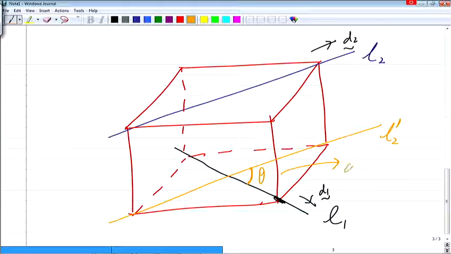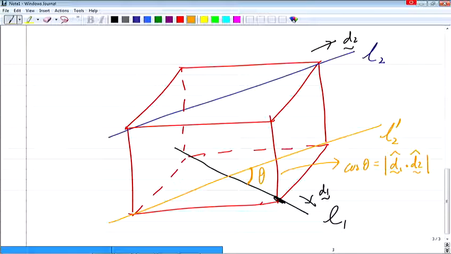The idea behind is cosine theta is the dot product of the two direction vectors, again the unit direction vectors. So again, remember, even though the lines are not intersecting, I can still find angle. It's perfectly okay to find angle.